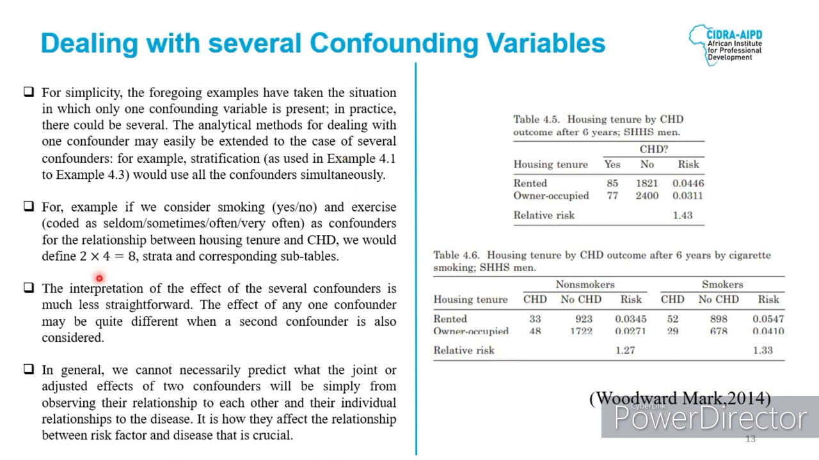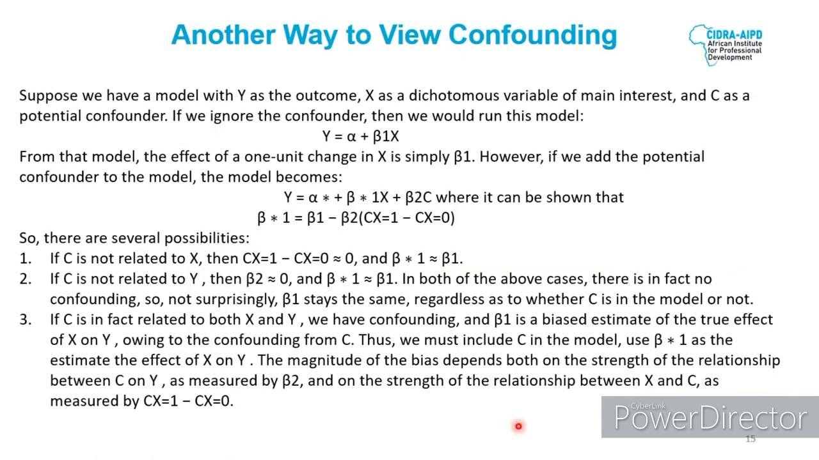The interpretation of the effect of several confounders is much less straightforward. The effect of any one confounder may be quite different when a second confounder is also considered. In general, we cannot necessarily predict what the joint or adjusted effects of two confounders will be simply from observing their relationship to each other and their individual relationships to the disease. It is how they affect the relationship between the risk factor and disease that is crucial. So, another way we can view confounding.